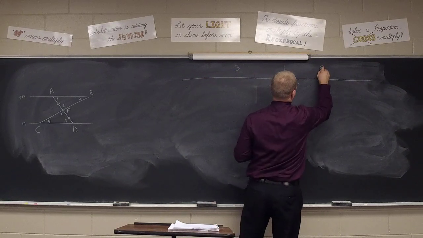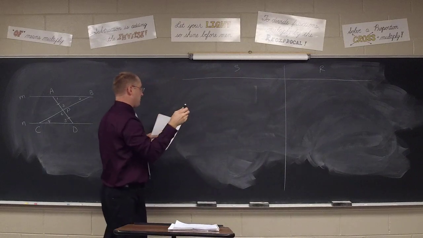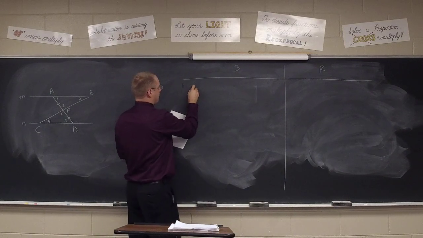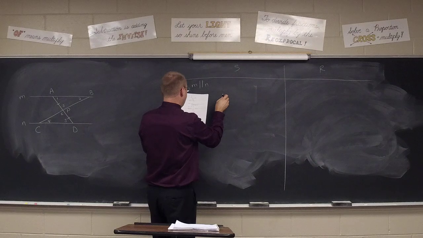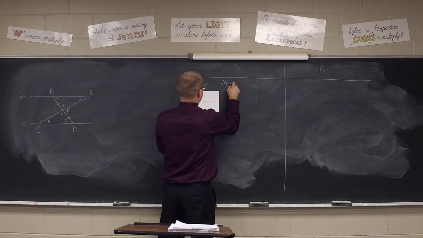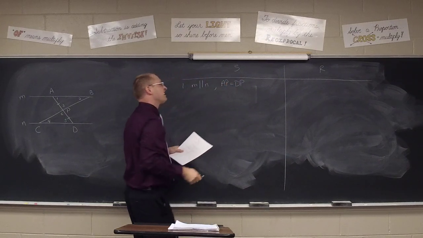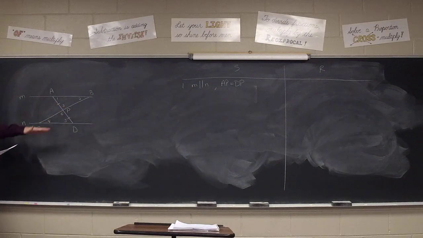I'm going to cheat just a little bit here. First statement would have obviously been, class, just the given, M is parallel to N. I'm going to cheat just a little and shorten this to just AP equals DP. Obviously we see that AD and BC intersect, but that's significant. By the way, that would make P the what, class?